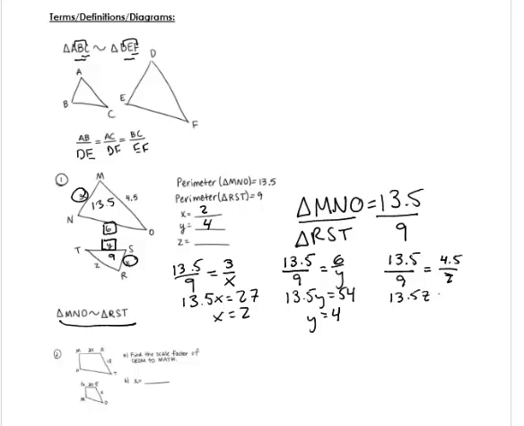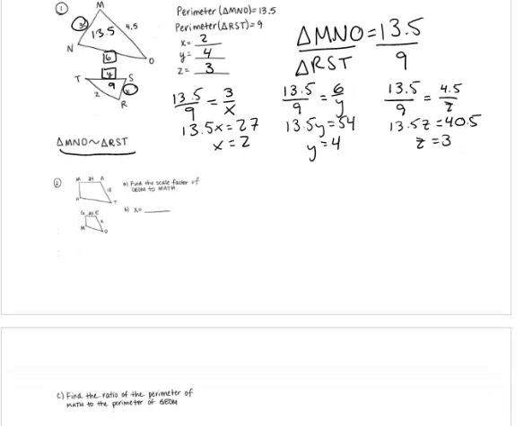13.5z, 9 times 4.5. Type that out. 40.5. And then if I divide both sides by 13.5, I end up with z equals 3. And that's my final answer. Okay, so I can use the ratio of the perimeters to find the ratio of the sides, and use that to find any missing sides. Okay, go ahead and check out the next problem.